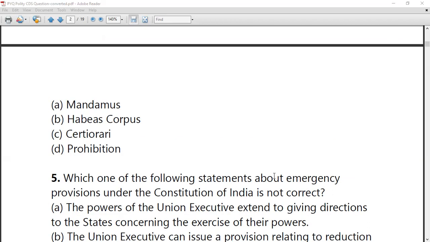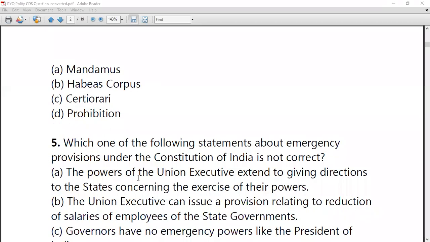That is clear to all of you. So the correct answer is B, that is habeas corpus. B is the correct answer. Next, the next question we'll see. It is here on your screen.